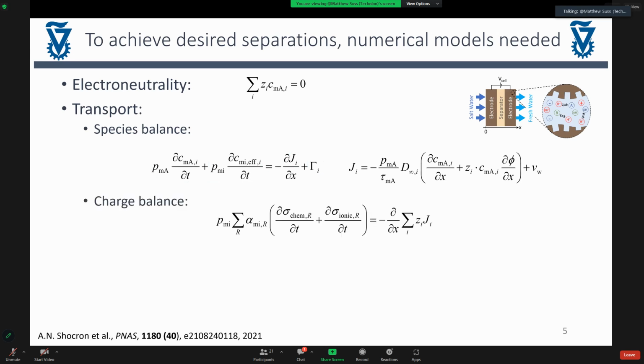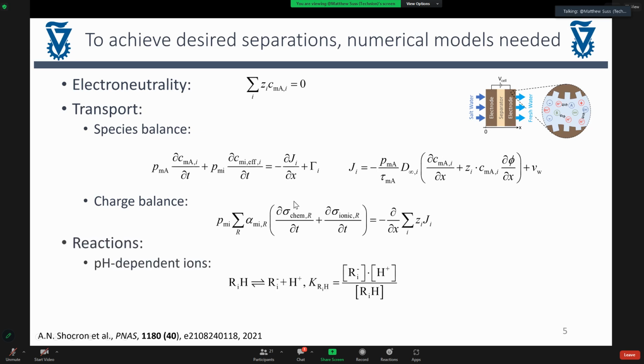What we also do is plug in a charge balance equation to capture the fact that charge can sink into the micropores, either through ionic or chemical sources. So we also write a charge balance equation. We capture in the model things like pH, so we can throw in pH-dependent species like weak acids and see how they're affected by the CDI charging. For pH effects, we have to account for the water autolysis reaction. So this model accounts for transport of all the salt ion species and also captures pH dynamics.